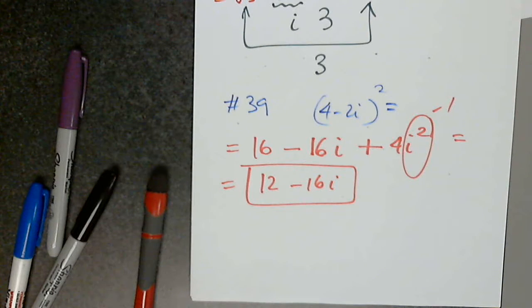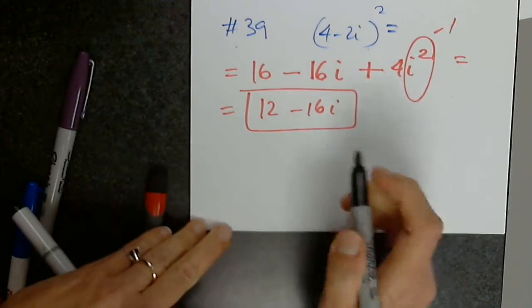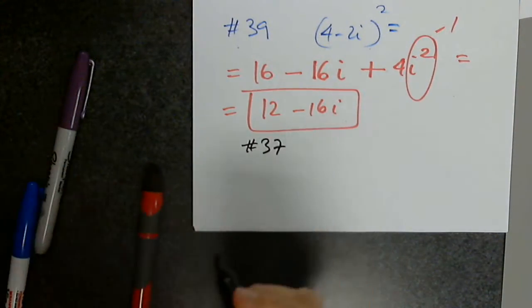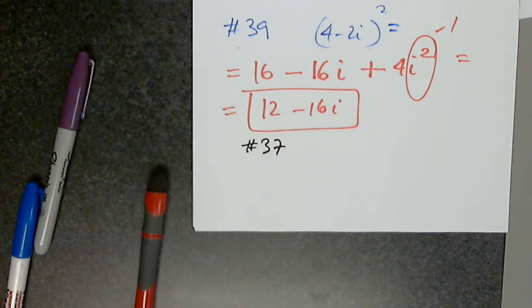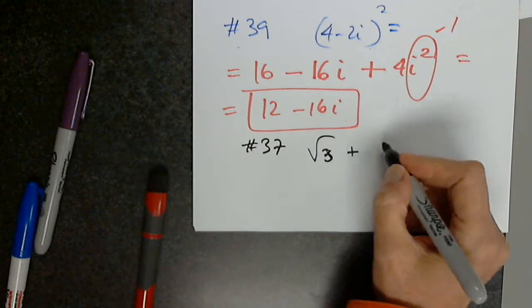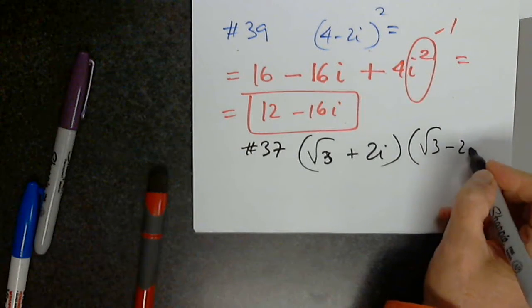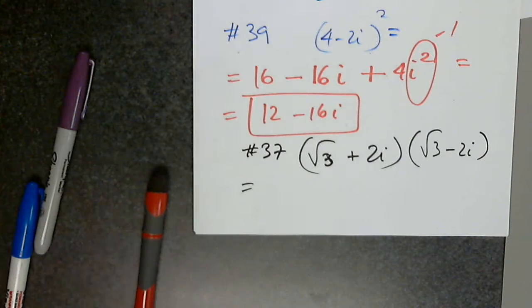I don't have anything else here unless you want to practice something. If you have your book, if you want to choose. I don't have anything else. You know what, maybe this. Yeah, 37. Let's work on 37. So in 37, I have the square root of 3 plus 2i multiplied by the square root of 3 minus 2i.